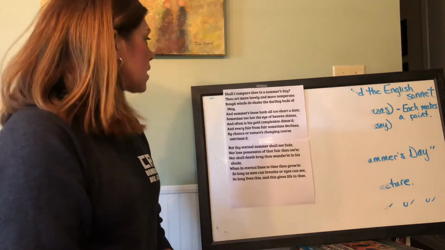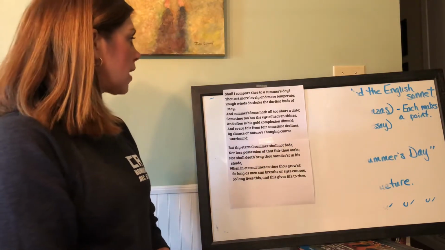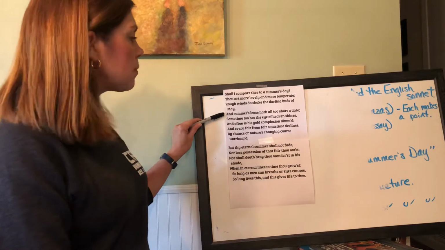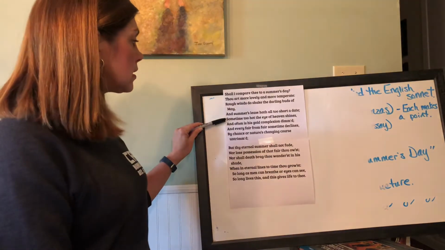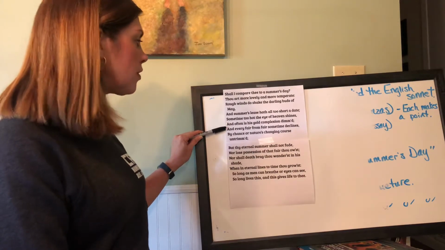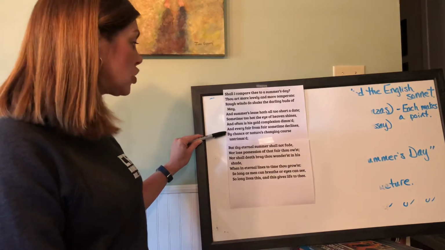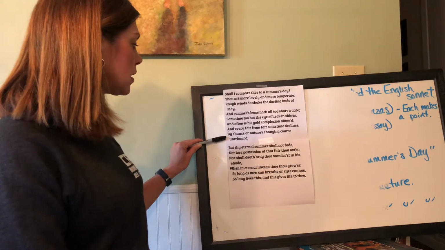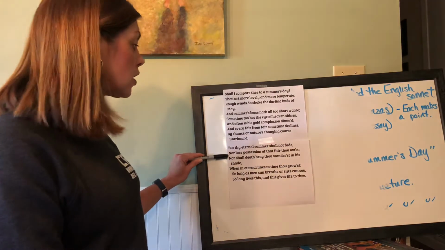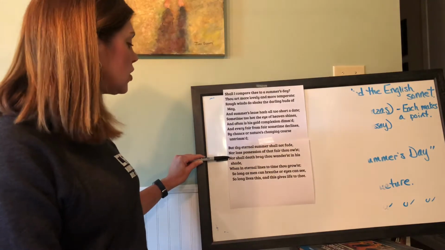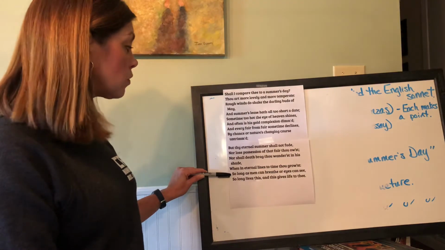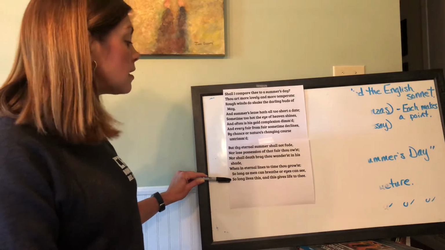Shall I compare thee to a summer's day? Thou art more lovely and more temperate. Rough winds do shake the darling buds of May, and summer's lease hath all too short a date. Sometime too hot the eye of heaven shines, and often is his gold complexion dimmed, and every fair from fair sometime declines, by chance or nature's changing course untrimmed. But thy eternal summer shall not fade, nor lose possession of that fair thou owest. Nor shall death brag thou wanderest in his shade, when in eternal lines to time thou growest. So long as men can breathe or eyes can see, so long lives this, and this gives life to thee.